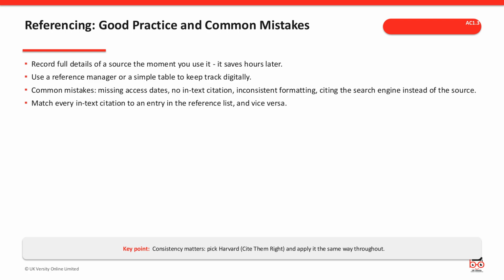A little discipline here saves hours later. Record a source's full details the moment you use it, and keep track digitally with a reference manager or a simple table. The usual slip-ups are missing access dates, an in-text citation with no matching entry, inconsistent formatting, or citing the search engine instead of the actual source. Pick Harvard, follow Cite Them Right, and apply it the same way from start to finish.